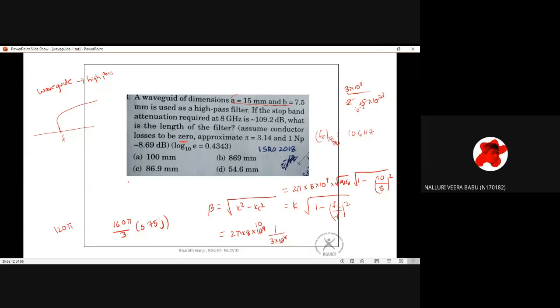125, sir. 125. Yes, sir. 5 0.6 J. Okay, so this is the value of beta we get.